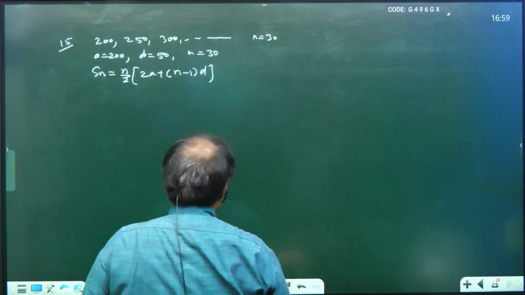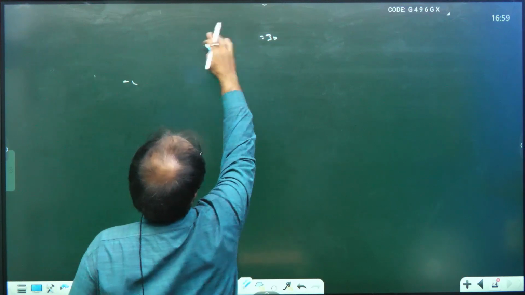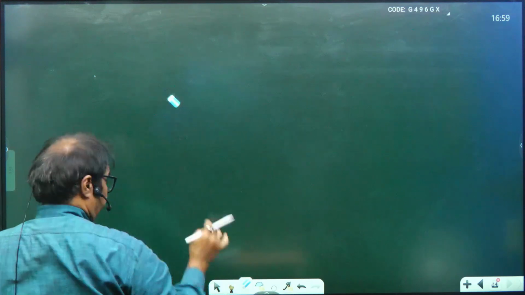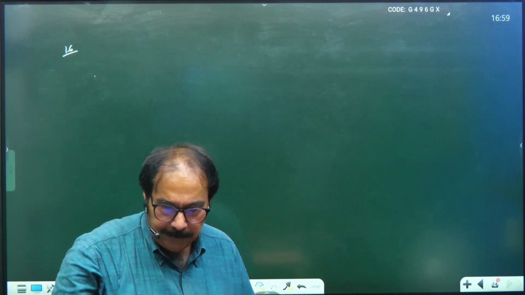Now I am taking the next question, question number 16. A sum of rupees 700 is to be given as 7 cash prizes to the students of a school for their overall academic performance. If each prize is rupees 20 less than the preceding prize, find the value of each prize.